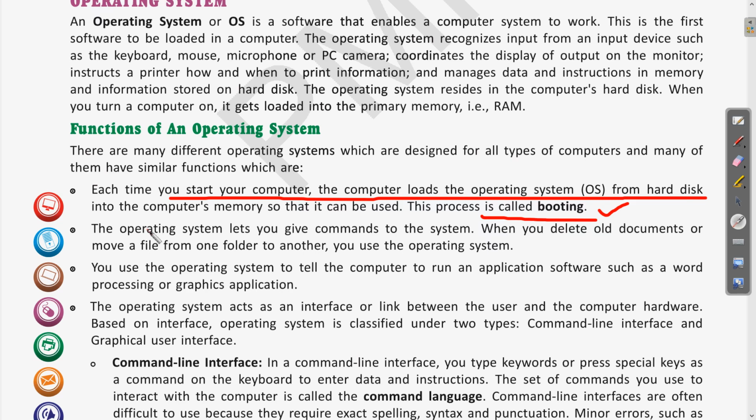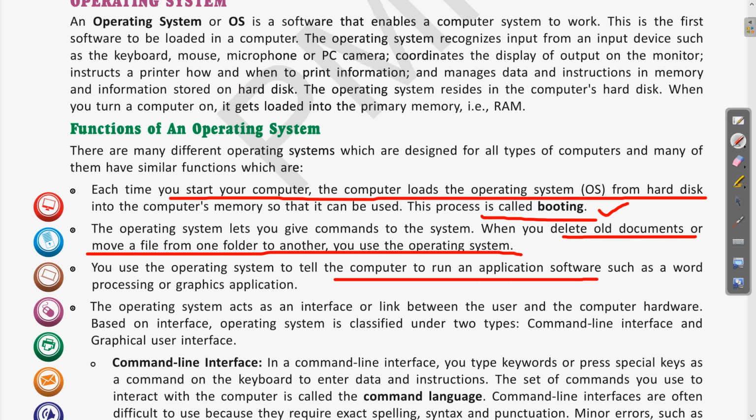The next feature of the operating system is that it lets you give commands to the system. So you can delete an old document or move a file from one folder to another using the operating system. The operating system enables all of these file related activities. Clear? Then the operating system tells the computer to run an application software such as word processing or a graphics application. Because of the operating system only, we are capable of running different application software.